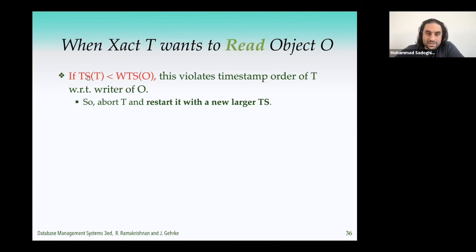And so what the T needs to do, it needs to restart and it needs to run with a larger timestamp. If you remember, in order to deal with the lock ordering, to maintain the priority, when a transaction was given a timestamp, the older the transaction had a higher priority. So we maintain that priority.